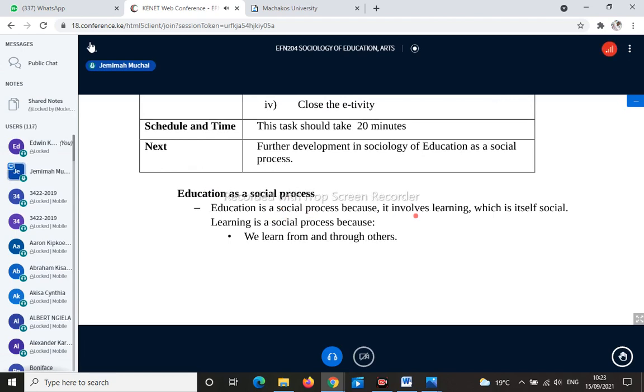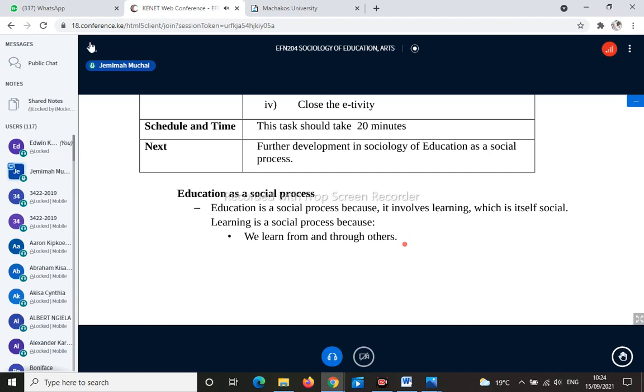Education is a social process because it involves learning. That is the first point. It involves learning, which is itself social. So learning is a social process. The first point about why education is a social process is that it involves learning. And learning itself is social because we learn from and through others. You cannot learn.